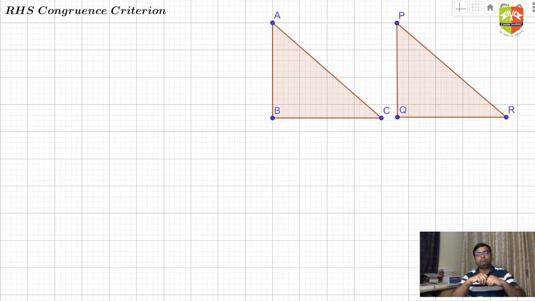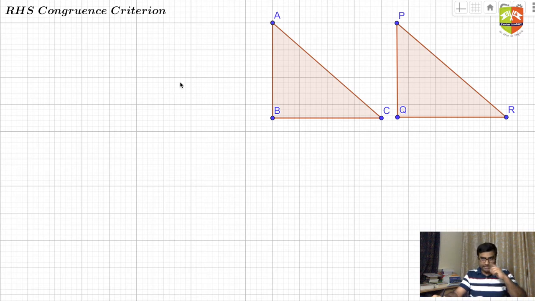As we have been doing, we'll first explain the congruence criterion and then prove it here itself. First of all, what's RHS? Most of you would know it already from previous grades, we're just trying to prove the theorem here. So what's the statement, what are we going to prove, and how?